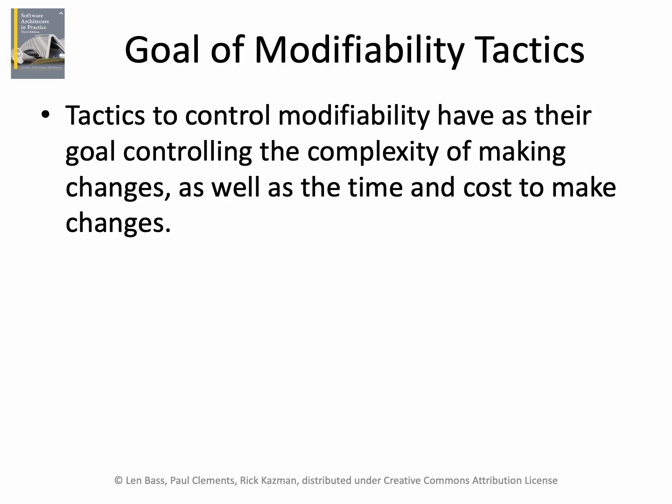Goal of modifiability tactics. Tactics to control modifiability have their goals in controlling the complexity of making changes, as well as the time and cost to make changes. So ultimately, a modifiable university system reduces maintenance costs, improves adaptability, and extends the software's lifespan.